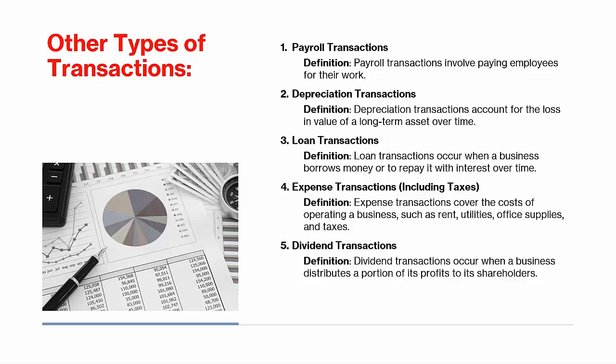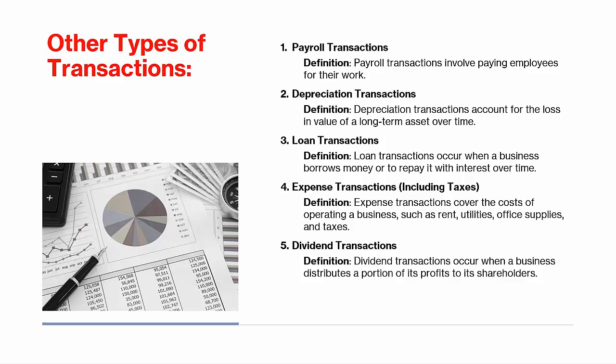4. Expense transactions, including taxes. Definition. Expense transactions cover the costs of operating a business, such as rent, utilities, office supplies, and taxes. Example, every month, your cafe pays $1,500 for rent, $200 for utilities, and $300 in taxes. These are expense transactions because they are regular payments made to keep the business running, including tax payments.